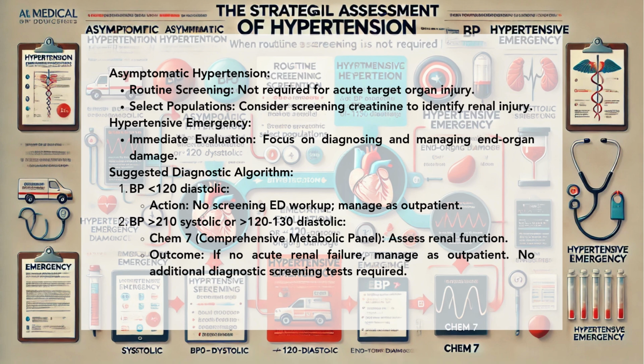Suggested diagnostic algorithm: BP less than 120 diastolic, action: no screening ED workup, manage as outpatient. BP more than 210 systolic or more than 120 to 130 diastolic: Chem 7, comprehensive metabolic panel to assess renal function. Outcome: if no acute renal failure, manage as outpatient. No additional diagnostic screening tests required.